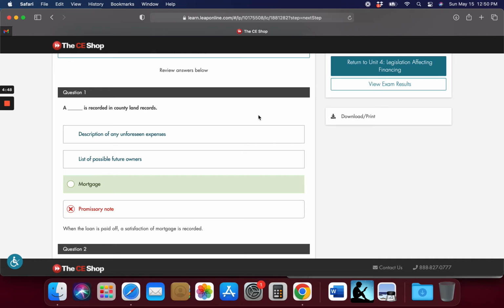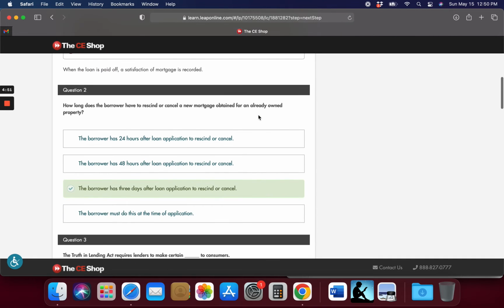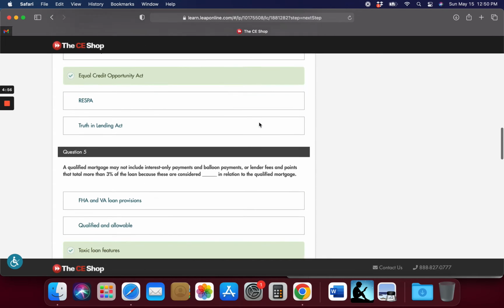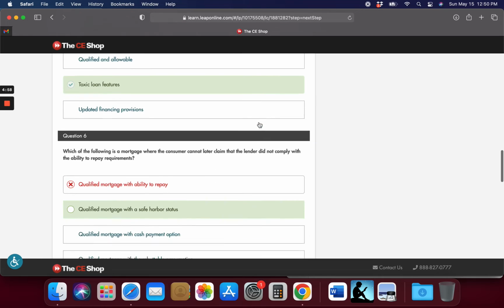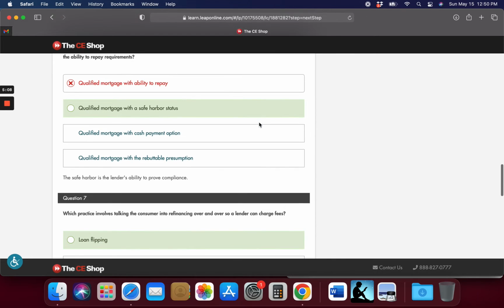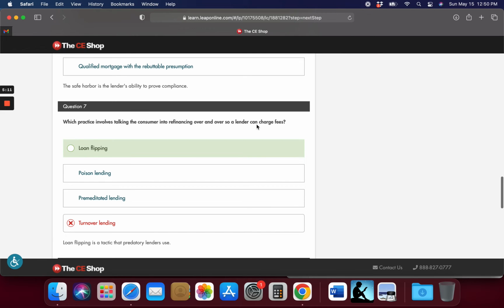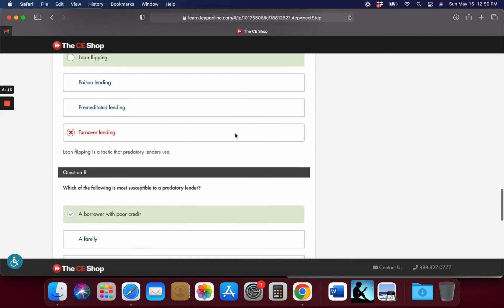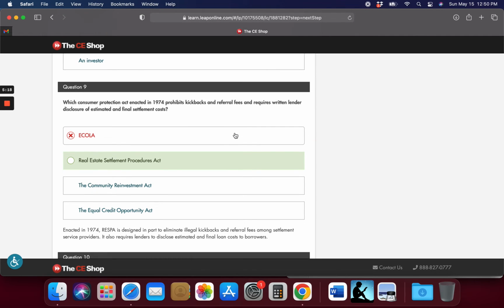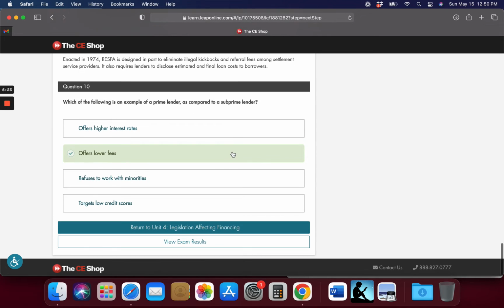Okay. Promissory note. Oh, no, the mortgage is recorded. Okay. This one we got right. That one we got right. Oh, got that one right too. Hey, we got a lot of them right. All right, this one was qualified mortgage with a safe harbor status. And this one was loan flipping. Okay. And borrower with poor credit. This one was the Real Estate Settlement Procedures Act. All right. Offers lower fees.